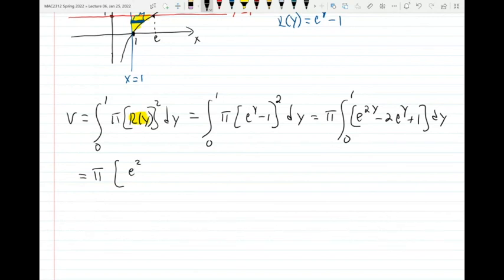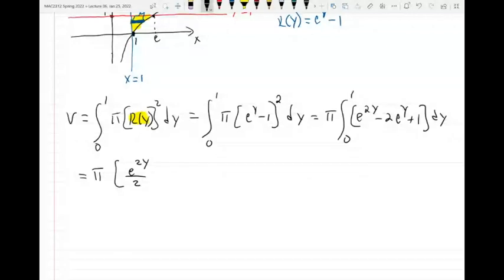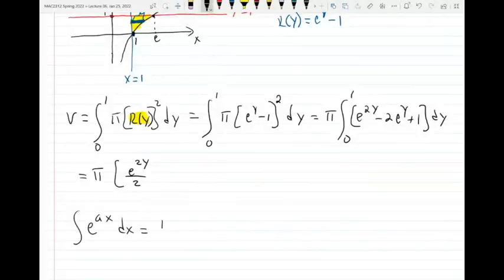Very good. So e to the 2y over 2. Remember, you need to take into account chain rule. So the times 2 that comes from chain rule, you need to compensate by dividing, right? So the formula is the integral of e to the ax dx. This is 1 over a e to the ax. That's basically what I'm using. Okay.